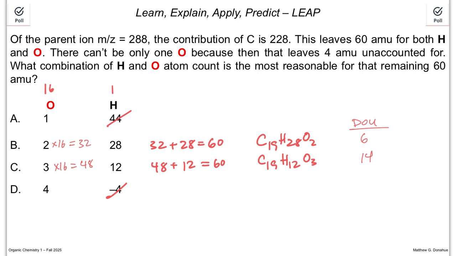So even though both molecular formulas are valid, the one with 14 degrees of unsaturation should throw up a red flag in your mind, because that's a lot of degrees of unsaturation for that number of carbons. So for this one, B is the best ratio.